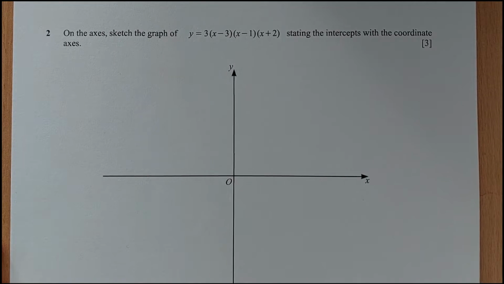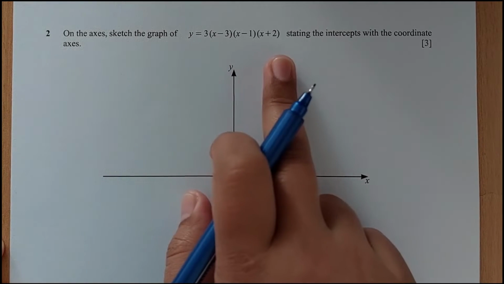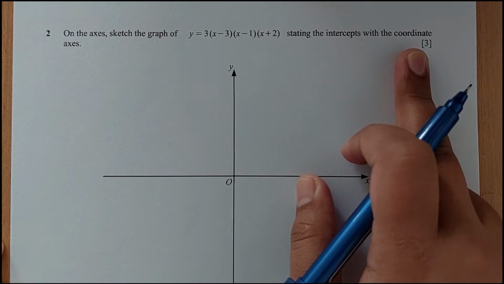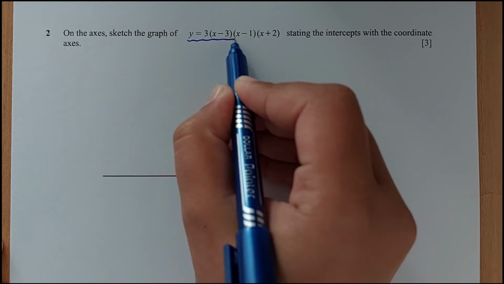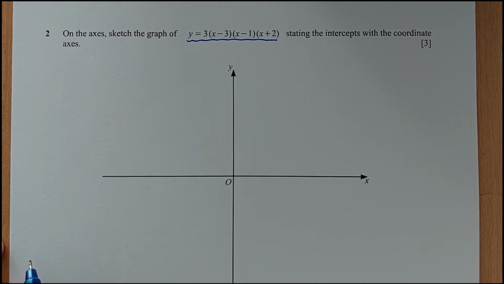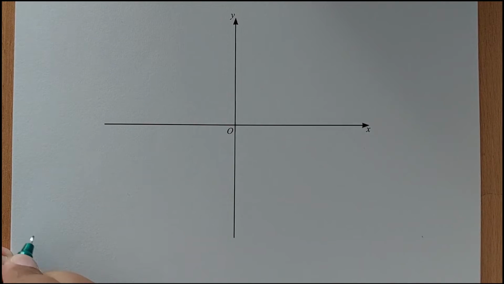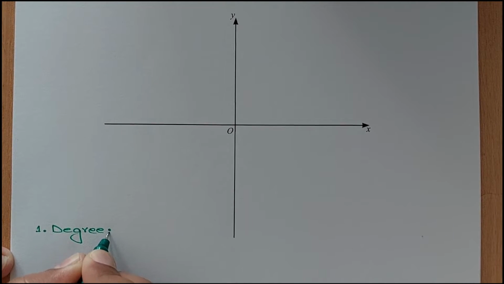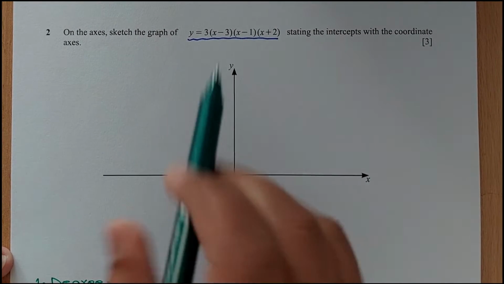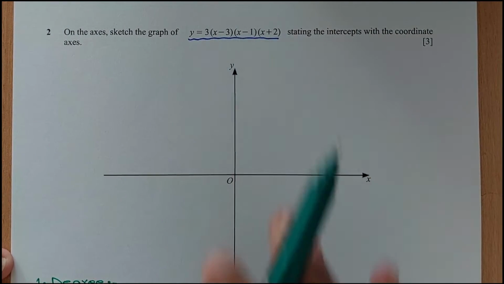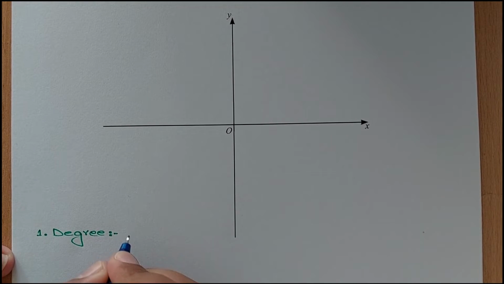Question number 2, on the axes, sketch the graph of this function stating the intercepts with the coordinate axes. So you can see this is a polynomial function in factored form, right? So first we need to check how to graph this polynomial function in factored form. First we have to find the degree of that polynomial function. As you can see here, x power is 1, 1, 1. So the degree is 3.